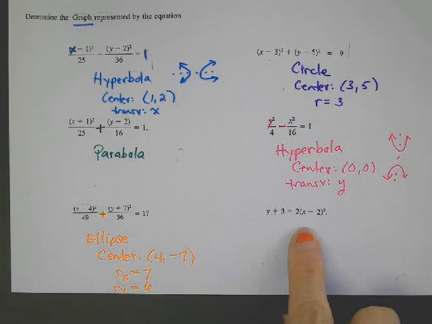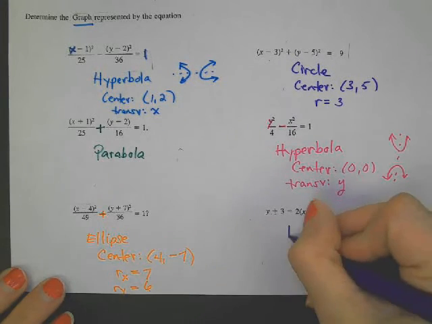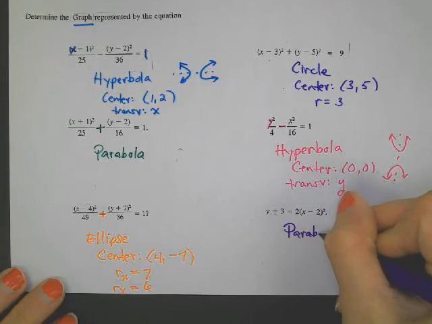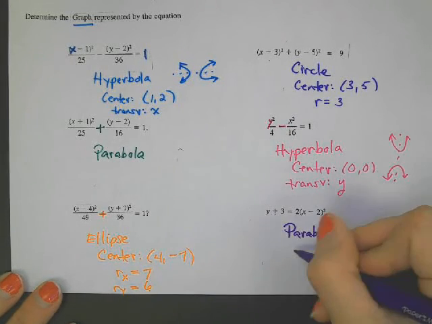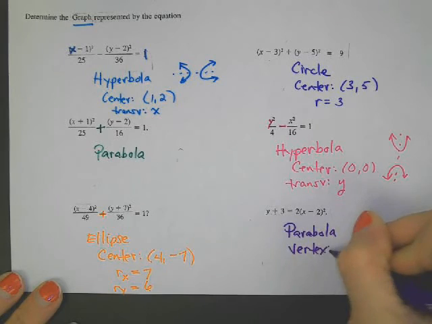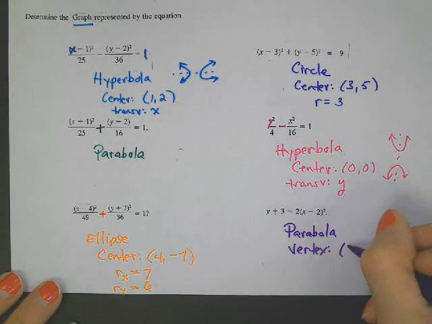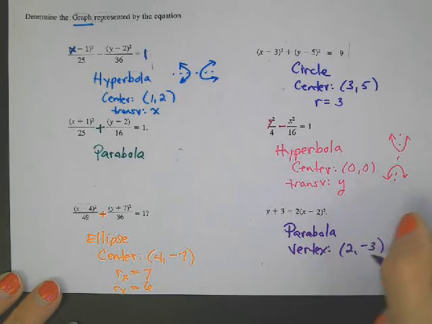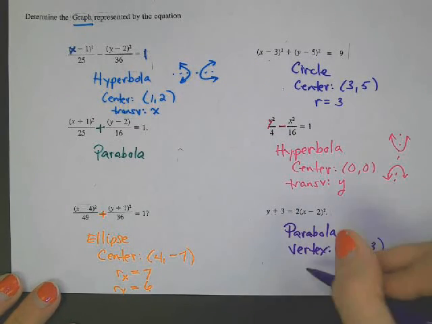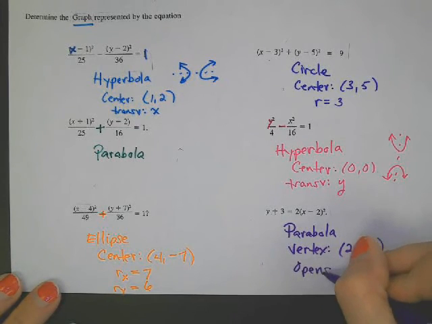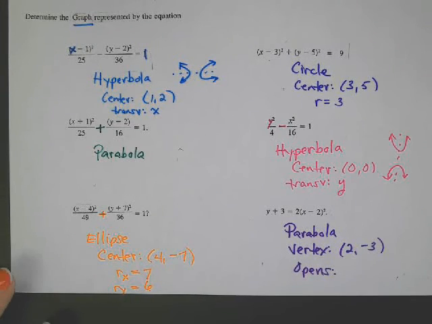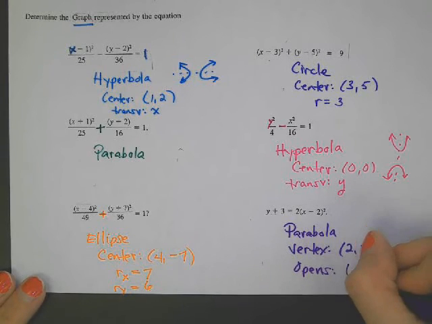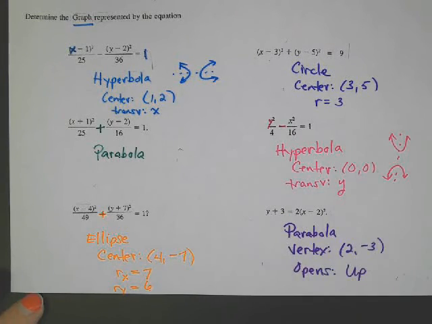And this last equation right here. When only one letter is squared, that is the shape of a parabola. Parabola. How about the vertex? The x number would be 2, and the y number would be -3. Change, change, since it's by its letter. Which way does this one open? Up, down, left, or right? This one's going to open up, since the x is squared.